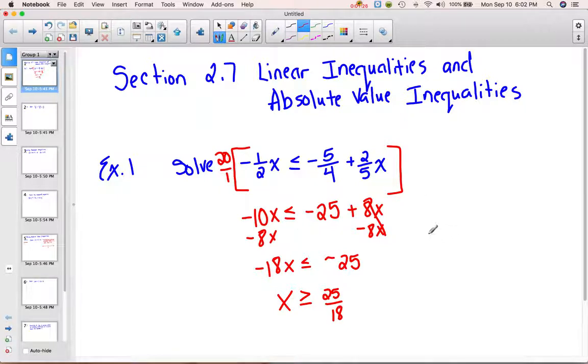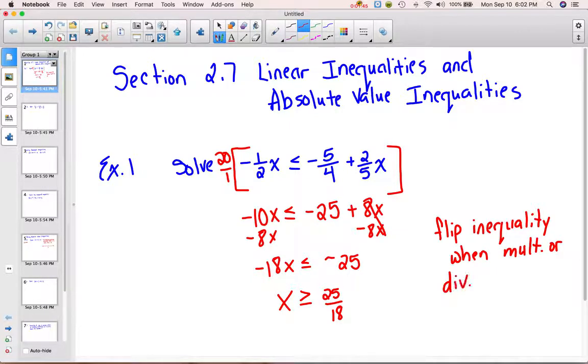So remember, to flip the inequality when multiplying or dividing by a negative.